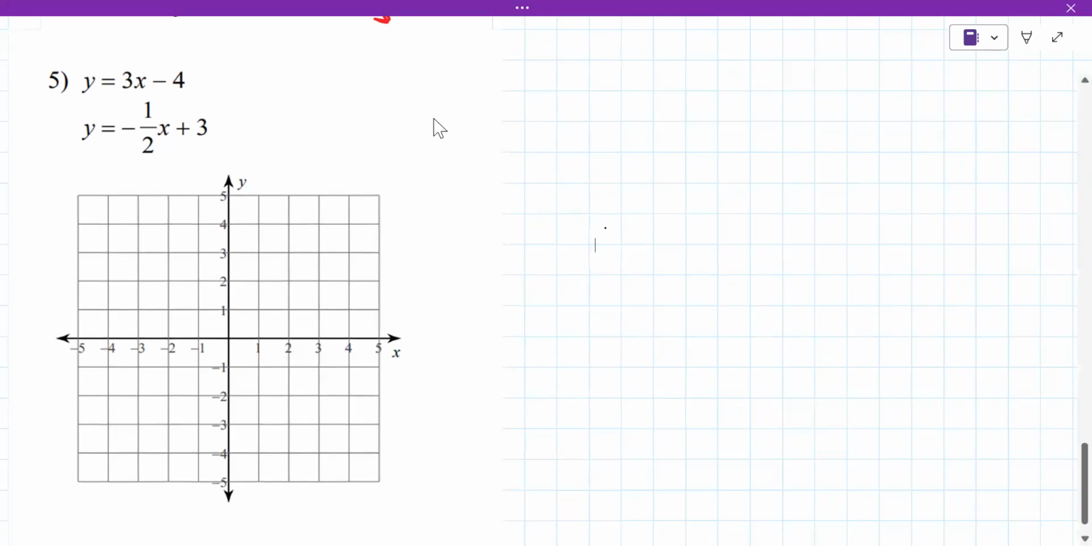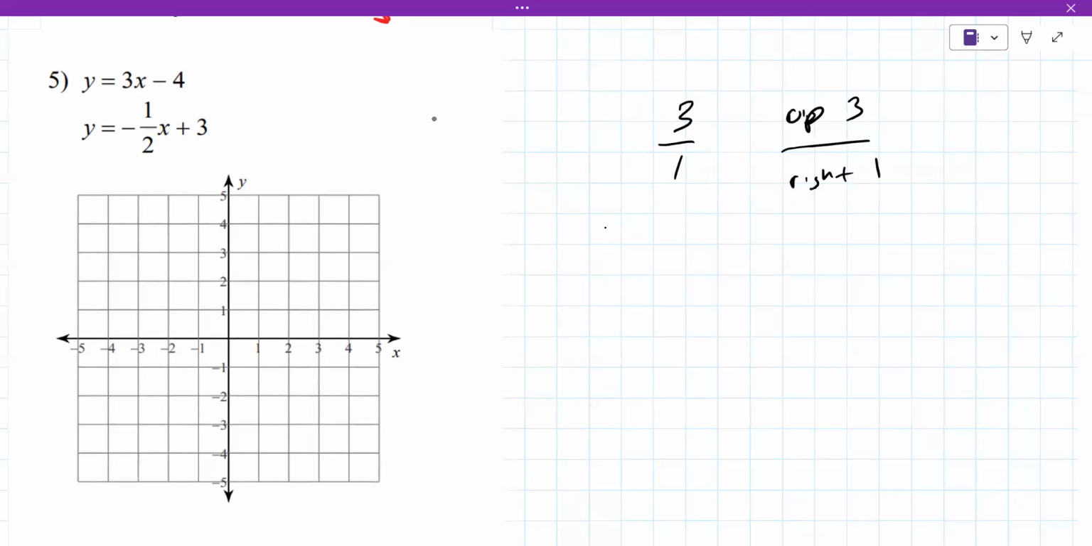Then it would be 3 over 1 for the first one, right? Because it would go to 3 and then right 1. Would it go up? The 3 is going up. Then right 1. And the -4 would just be 1 point at -4, right? The 3 over 1 means it's going up 3, right 1.